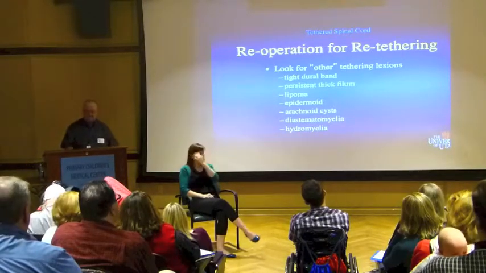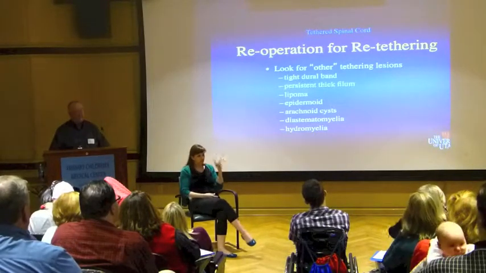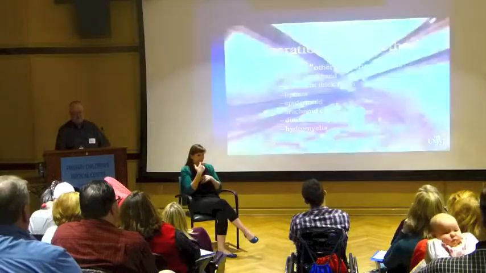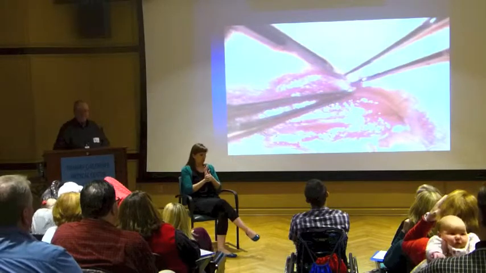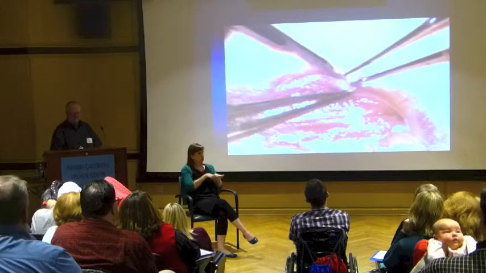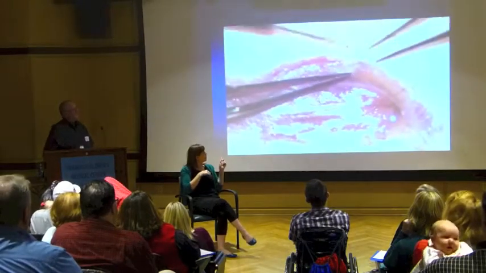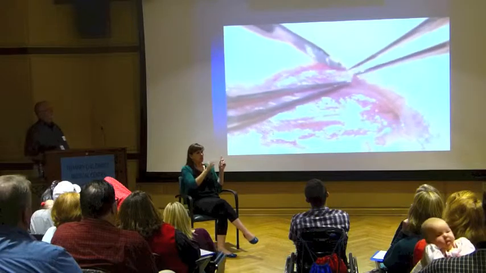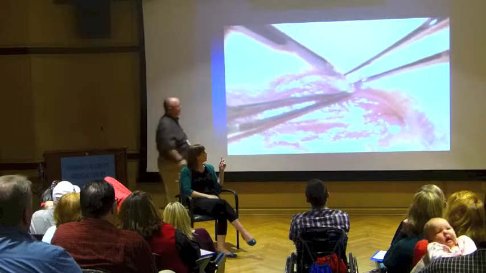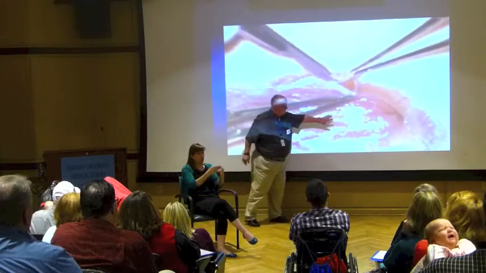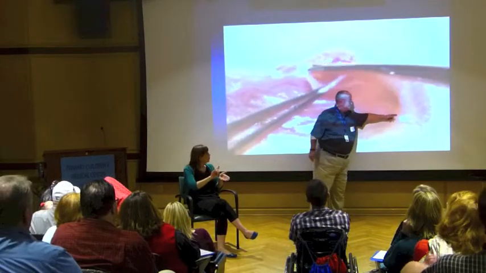So I think I kind of just said all this, but we look for other things. Now I want to show you a small video of closure. This is a newborn myelomeningocele, and this is the open placode that you see here. This is where it comes out from the spinal canal.